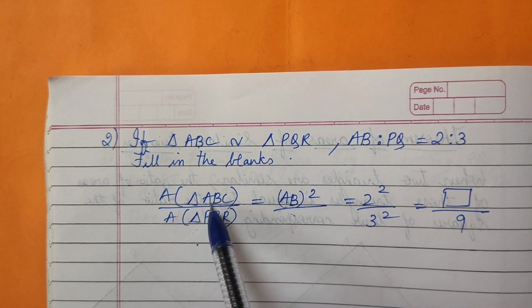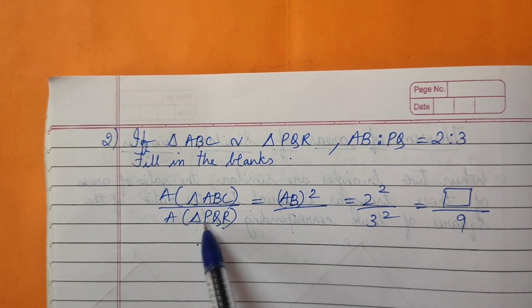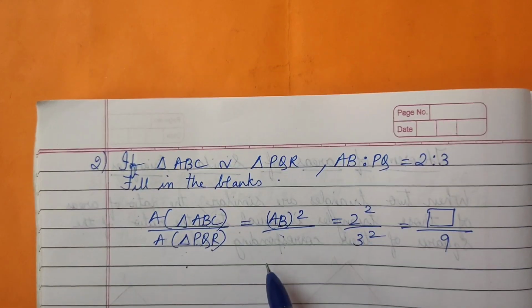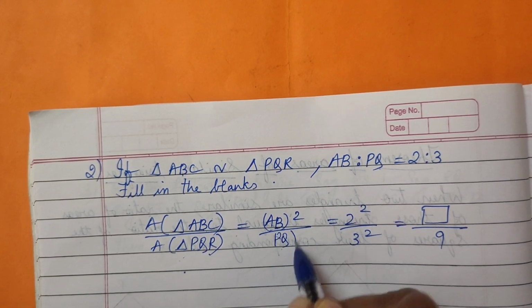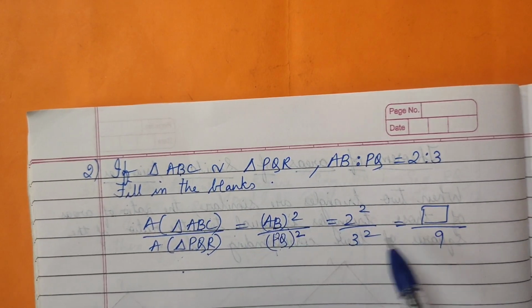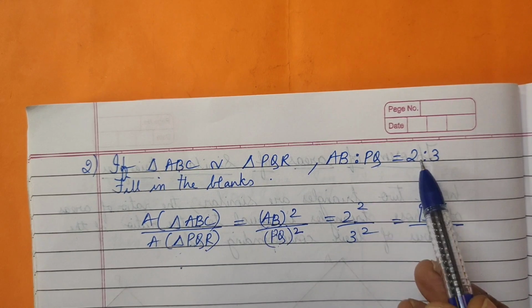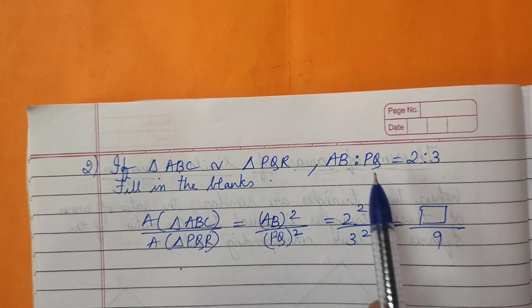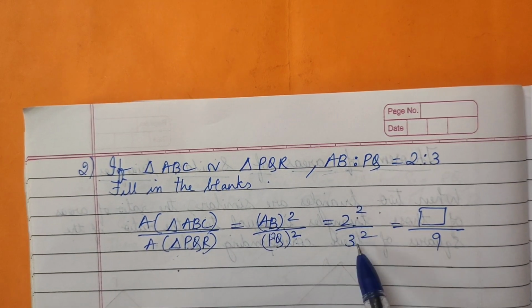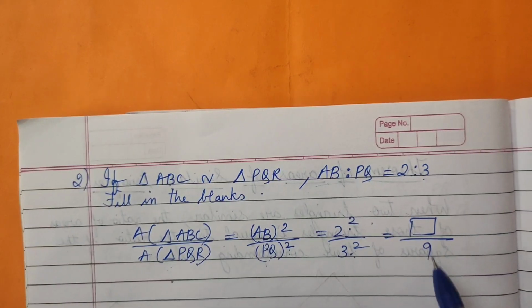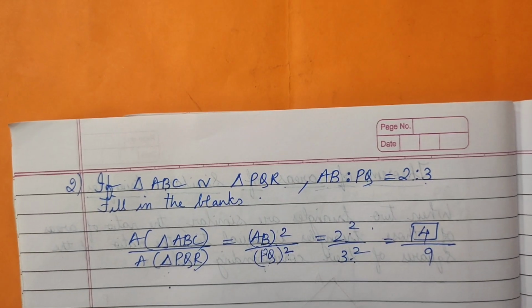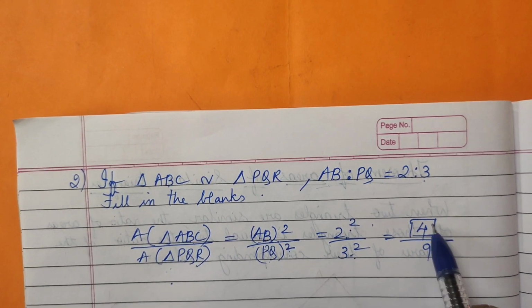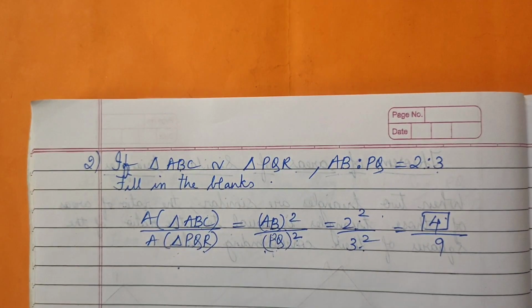The first two letters, AB. By looking at the triangle itself, we can identify we need to take what? PQ square, the sides here. So AB square is how much? You can have the hint also here: that is AB upon PQ square, that is 2 square upon 3 square. 2 square, how much will you get? That is 4. So what did we get? 4. We need to just fill in the blanks here.